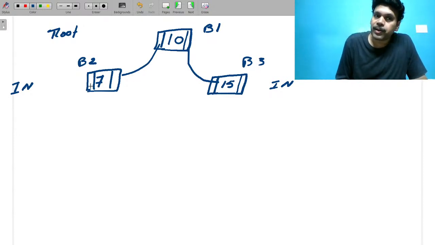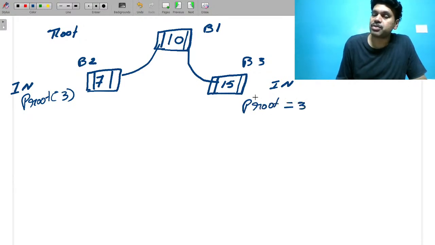Now observe carefully, this has an internal node. What is your order? P root order only. So 3 block pointers I can keep. It's fine. So here also 3 block pointers I can maintain. It's also fine, because 2 block pointers only. Here also 2 block pointers, no problem. It is also fine, because I can keep a maximum of 3 block pointers. Now you tell me.